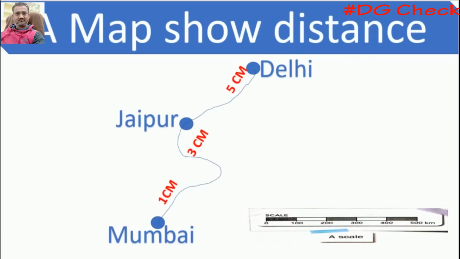Let's suppose that the actual distance between Mumbai and Delhi is 500 kilometers and on the map the same distance is shown in centimeters. Then according to the scale of the map, 1 centimeter represents 100 kilometers. On such a map an actual distance of 500 kilometers on the earth will be shown as 5 centimeters. Maps are always drawn to scale. The scale is usually mentioned in a corner of the map.